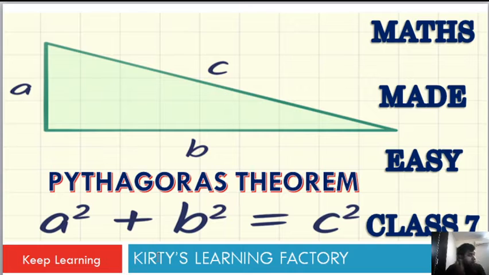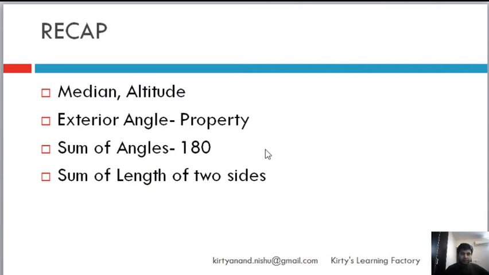Guys, welcome to a very interesting episode on the Pythagoras theorem. In the last episode we talked about triangles and their properties, and this is all we learned. Very important things: median, if you remember, is vertex to midpoint. Altitude is from the vertex, you draw a perpendicular, that's the altitude.